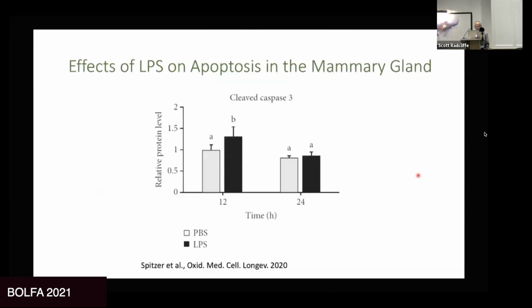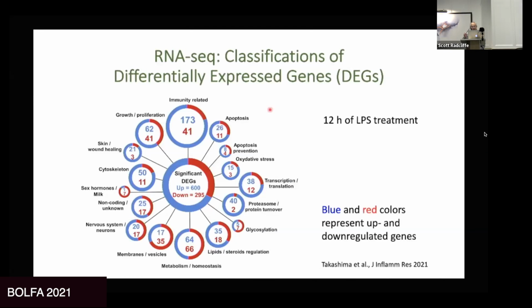So we also checked the cleaved caspase level, which indicates apoptosis. We did see an early increase of cleaved caspase level, which indicated the cell apoptosis increase by the LPS challenge. But our major study is to find out why, what triggered those to happen, okay?